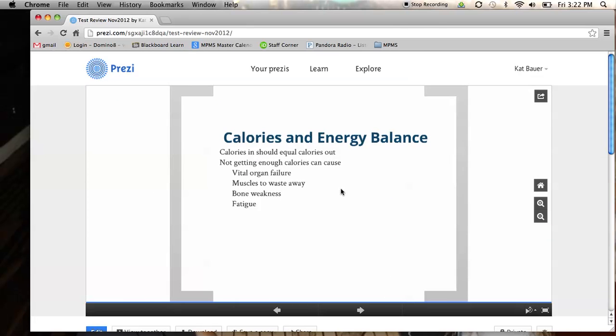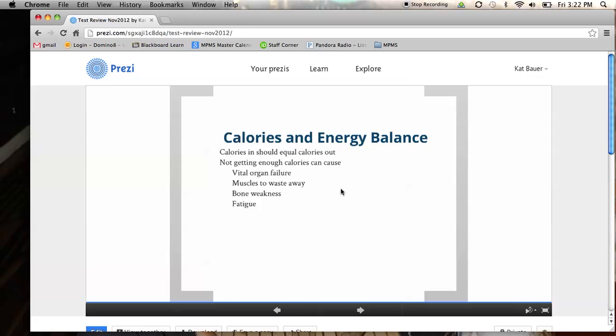Okay, and then the last one is calories and energy balance. Calories in should equal calories out. You did a whole station about how many calories you take in a day and how many calories you're outputting as a middle school student. So calories in should equal calories out. If you're over or under, that's going to cause weight change.